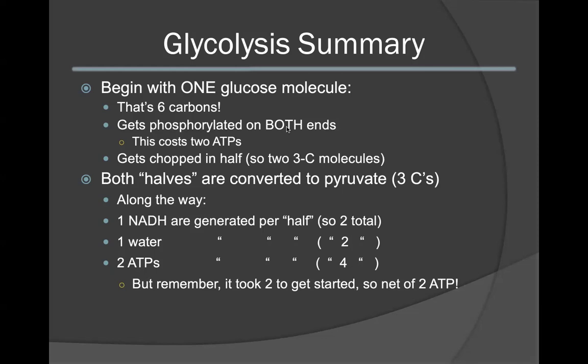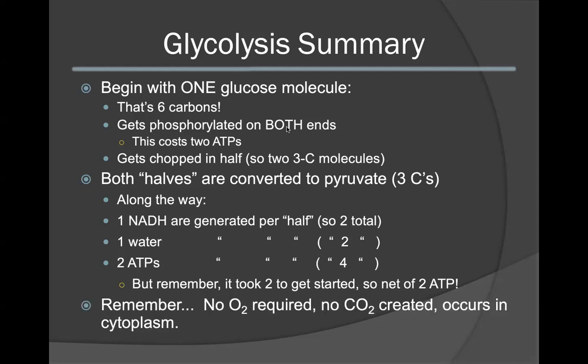And we will also be generating 2 ATP molecules at the end of this process. So overall we are generating 4, but remember, we needed 2 ATP molecules to phosphorylate glucose. So as a result, we have a net production of 2 ATP molecules for glycolysis. Remember, we are not utilizing oxygen in this step, we're not creating any carbon dioxide, and this occurs in the cytoplasm or cytosol.